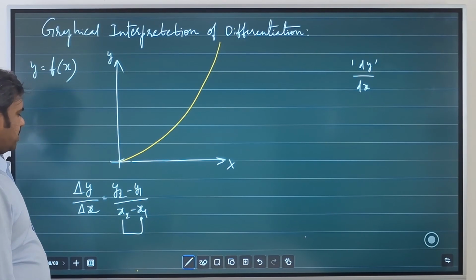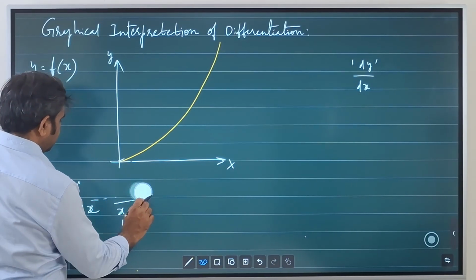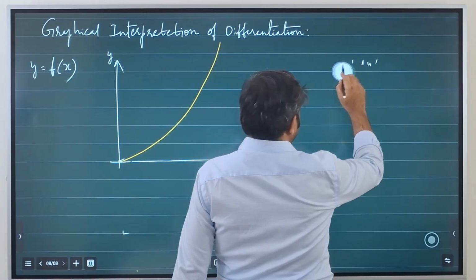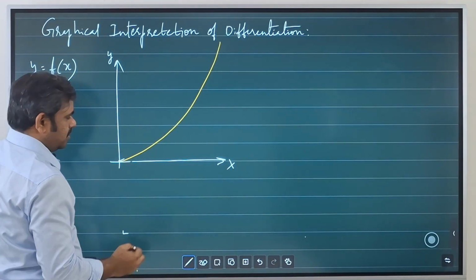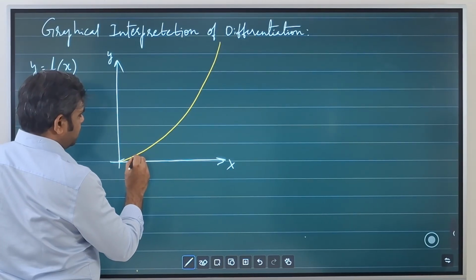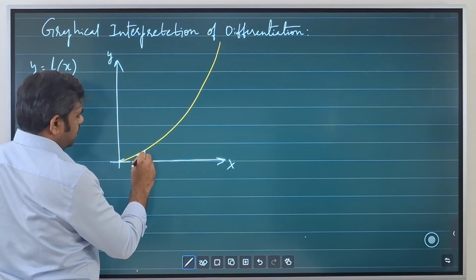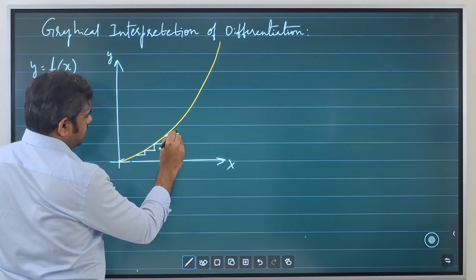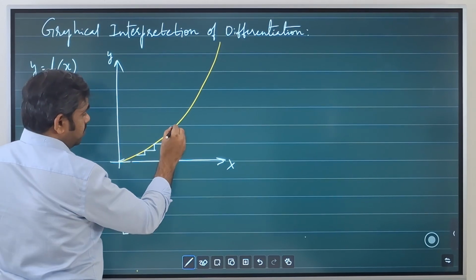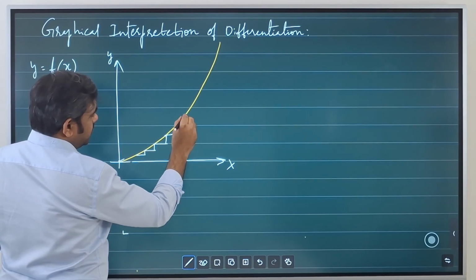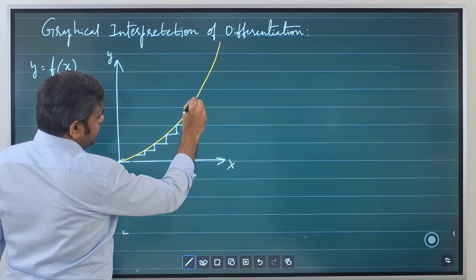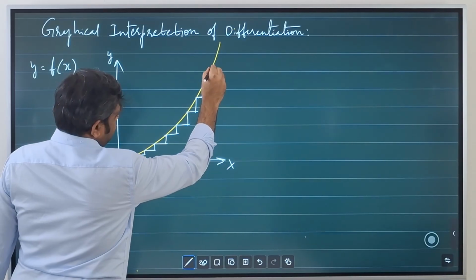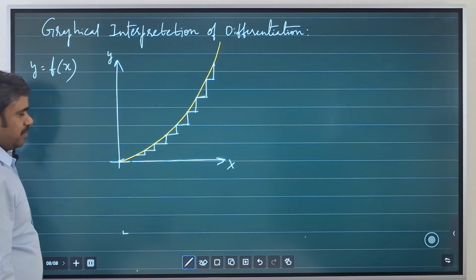Let's try to understand what it means here. Imagine this graph to be a hill that you are climbing up. So look at what is happening to your height as you are taking the steps. For every step that you take as you climb up, the height is increasing. But is your height increasing at the same rate for every step?